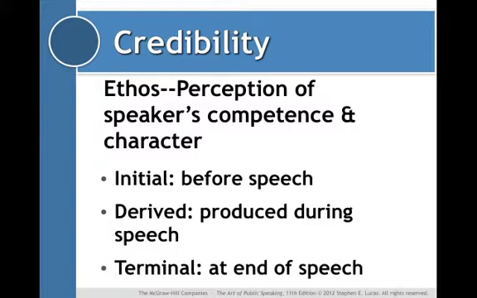A speaker's initial credibility, the credibility before the speech, could be low or high, depending on their previous knowledge of you. Or it could be non-existent if they don't know anything about you. Then, during the speech, it's going to change depending on what you do and say. It could go up if you appear to know what you're talking about. It could go down if it's evident that you haven't done your homework. Ideally, you want your terminal credibility, the credibility that you have with the audience at the end of the speech, to be higher than when you begin to speak.